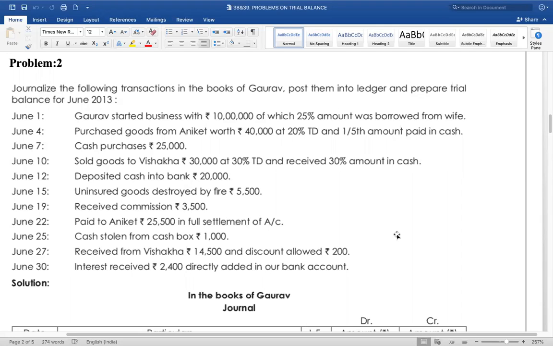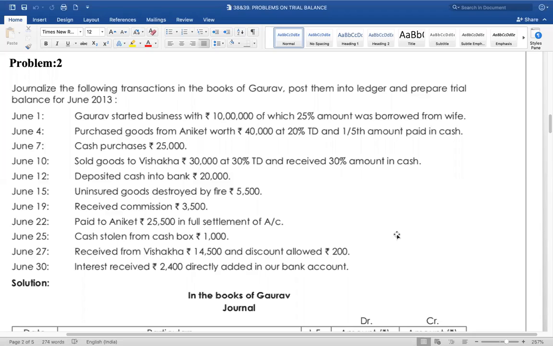25% of 10 lakhs, 2 lakhs 50,000, is borrowed from his wife, that is debt, and 7 lakhs 50,000 is his own money, that's capital. One is debt capital, another one is his own capital. On June 4th, purchase goods from Aniket, worth 40,000 at 20% TD, tax deducted, and 1/5 of the amount paid in cash.